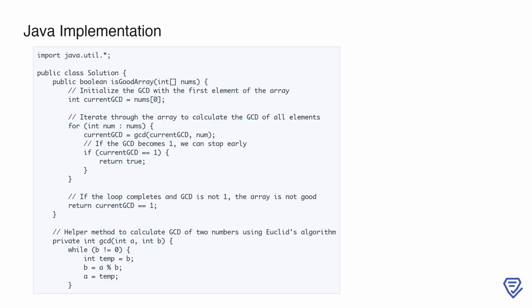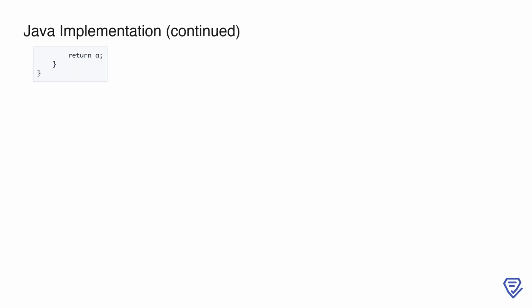The helper method GCD is implemented here using Euclid's algorithm, which is an efficient way to compute the greatest common divisor of two integers. The algorithm works by repeatedly replacing the larger number with its remainder when divided by the smaller number, until the remainder becomes 0. When that happens, the smaller number is the GCD.